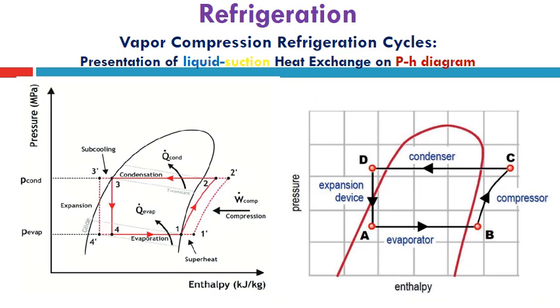This slide also completes showing the effect of the liquid suction heat exchange and its presentation on the pH diagram, by moving the saturated vapor line at the compressor entrance to the right by a certain degree of superheating, and also the effect of increasing the cooling effect by switching this point D from the exit of the condenser. The subcooling may happen inside the condenser itself, or outside the condenser inside the liquid suction heat exchanger, as shown before, and will be shown also in the next slide directly after this slide.